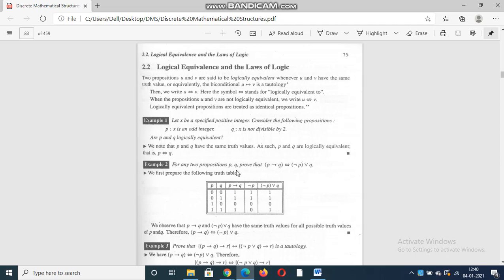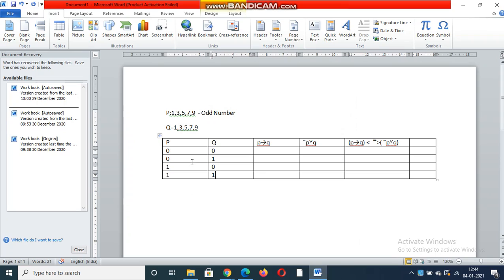For any two propositions P and Q, prove that P implies Q is logically equivalent to negation P disjunction Q. I have written the truth table for P, Q as well as P implies Q. 0 implies 0, the output is 1. 0 implies 1, output is 1. 1 implies 0, output is 0. 1 implies 1, output is 1. So this is our output.